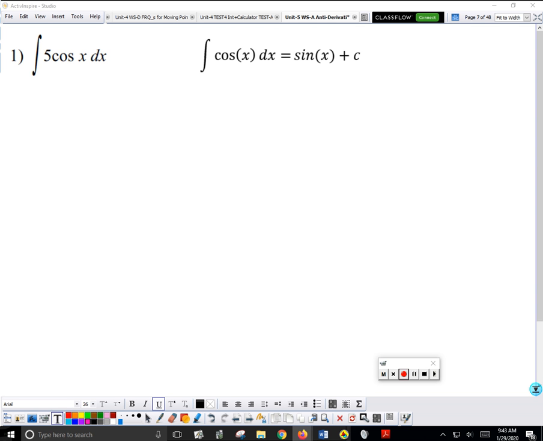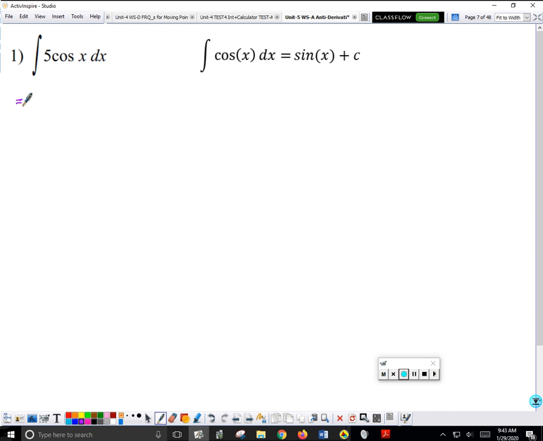Think of derivatives. How do we treat a multiplying constant when we are finding the derivative of something? The rule is exactly the same. So how do we treat a multiplying constant for finding the derivative of something? Elaine? Just take it out. So you have this written on your paper. Next thing you're going to write is equal to 5 antiderivative cosine of x dx.